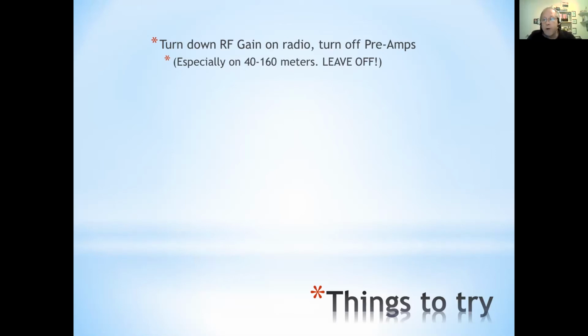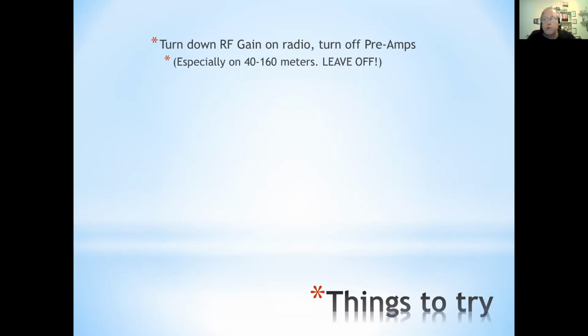Turn off the preamps, especially on 40 meters and 160 meters and 80 meters, right? If you've got a radio that's got a preamp little switch on it, leave it off. It's okay to use it on 20 sometimes, but generally the only time you want to use the preamp is either when you're on 15 meters, 12 meters, or 10 meters, especially 12 meters and 10 meters.